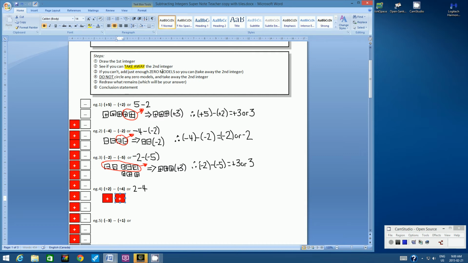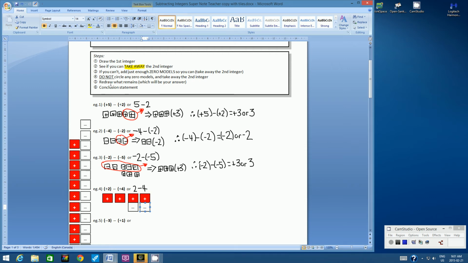If you can't, add just enough zero models so you can. So if we have to take away 4 positive tiles, and we've already got 2 positive tiles, how many positive tiles do we need to add? Well, we need 2 more positive tiles to make 4 in total. We're not going to add 4 positive tiles because there are already 2 positive tiles there. Now, when we added these 2 positive tiles, they have to be made into zero models, because you don't want to change the value of the first integer. The first integer is +2. So look at this diagram. This diagram is still +2, isn't it?